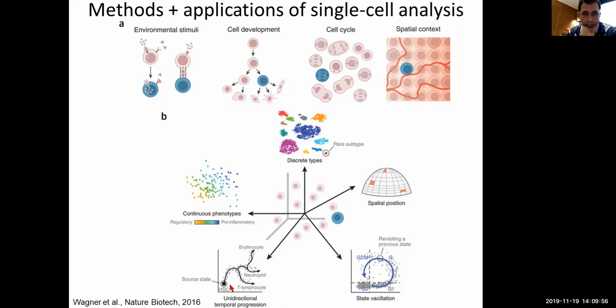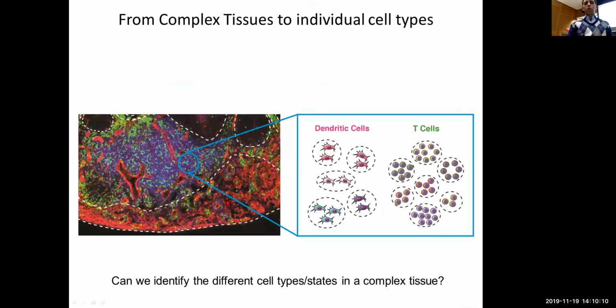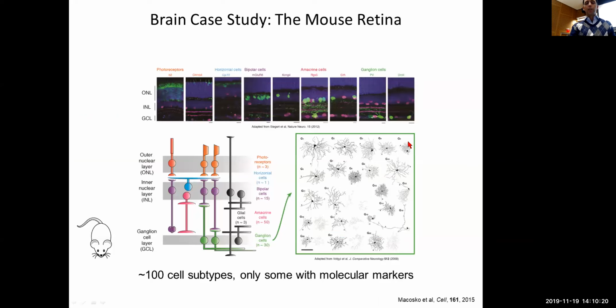Okay. And again, we talked about this temporal progression across the pseudotime interval, this continuous cycling across different cell states through cell division, spatial positioning, and so on and so forth. Okay. So how do we go from these complex tissues to individual cells? Can we identify what are the cell types or the cell states in a complex tissue? And you could do that in the mouse retina.